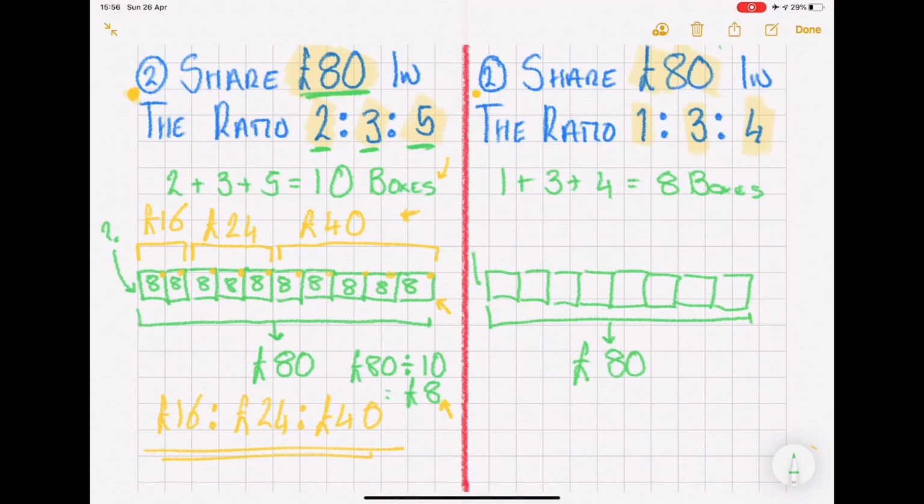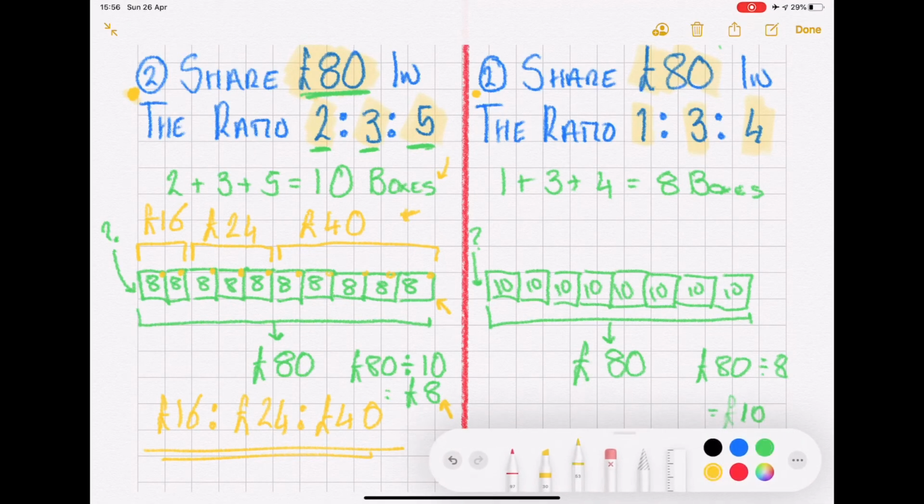So how much is in each individual box? Well, let's take our amount, which is £80, divide it by the number of boxes, which is 8 boxes. And that gives us £10. So in each box, we have £10. Fantastic.